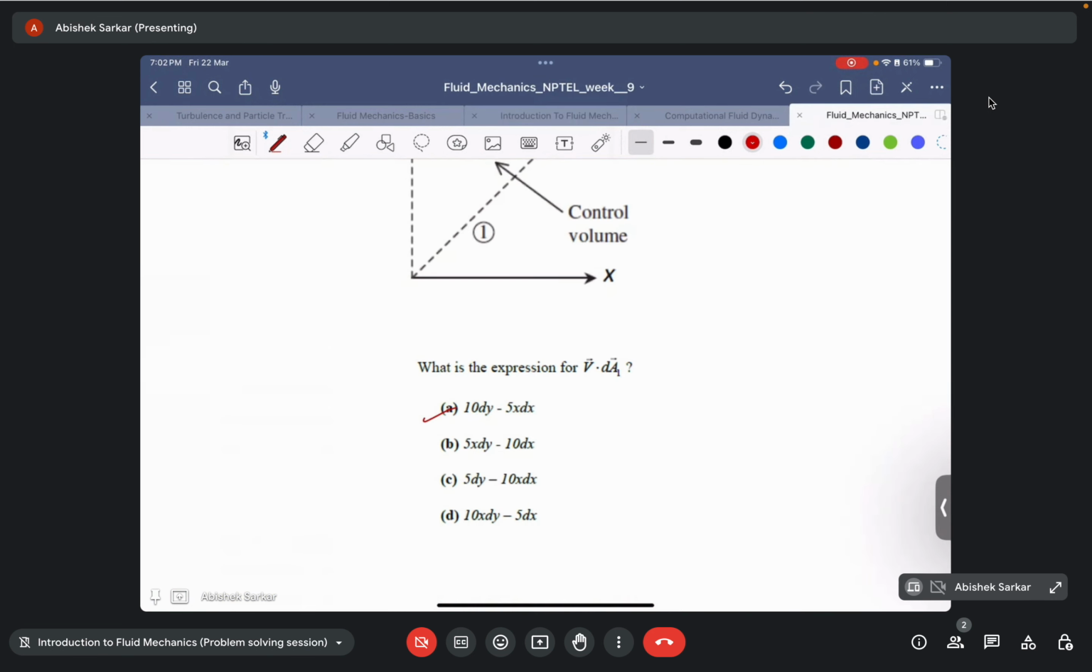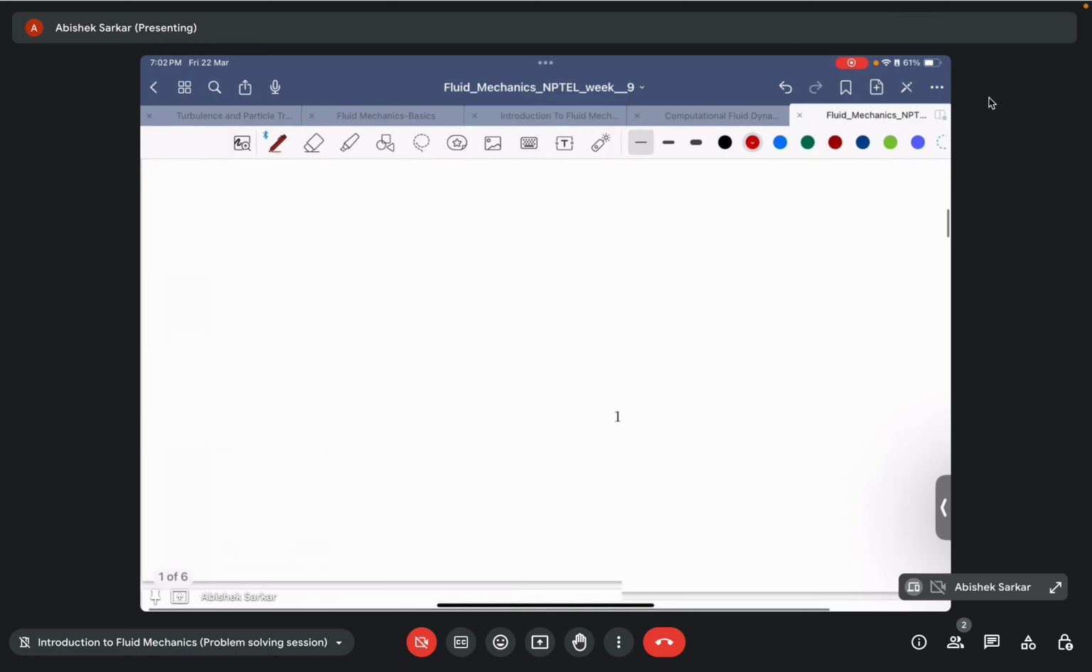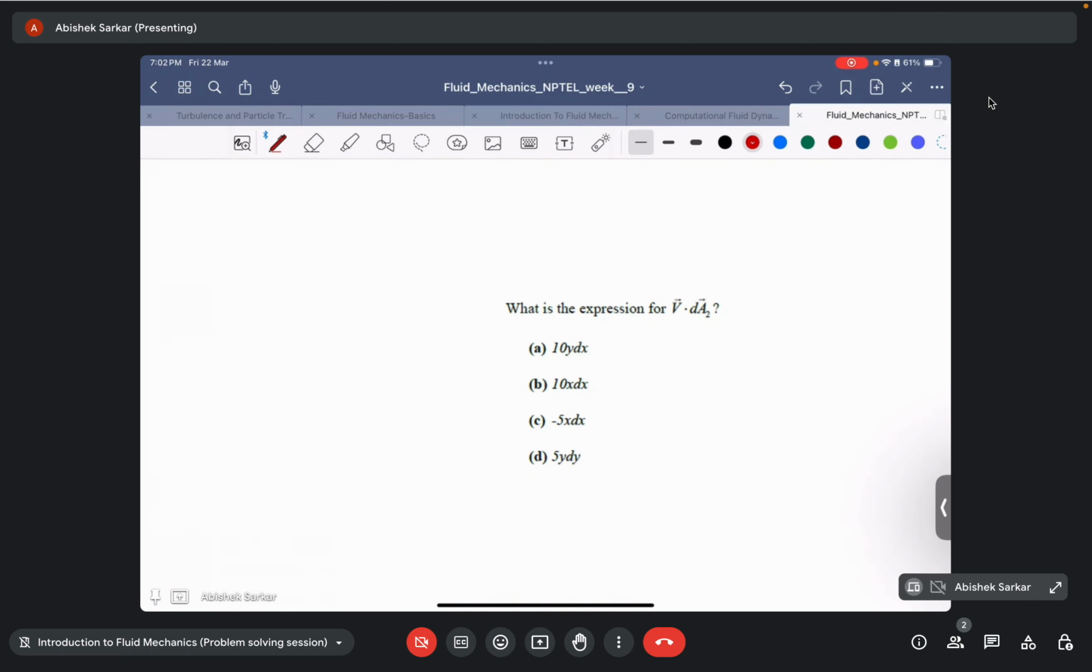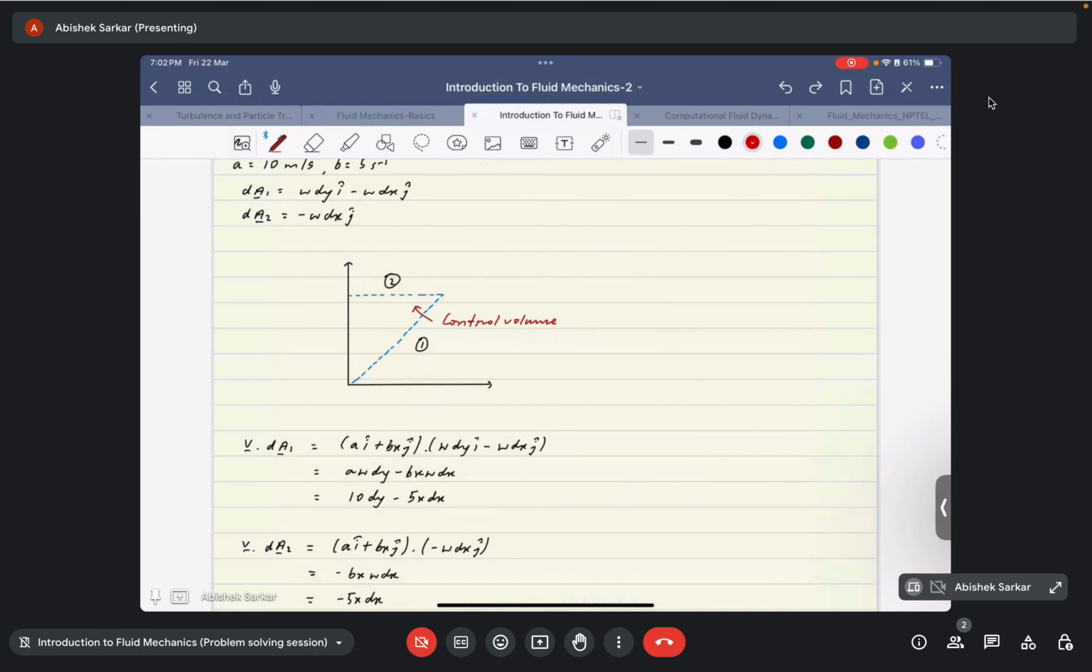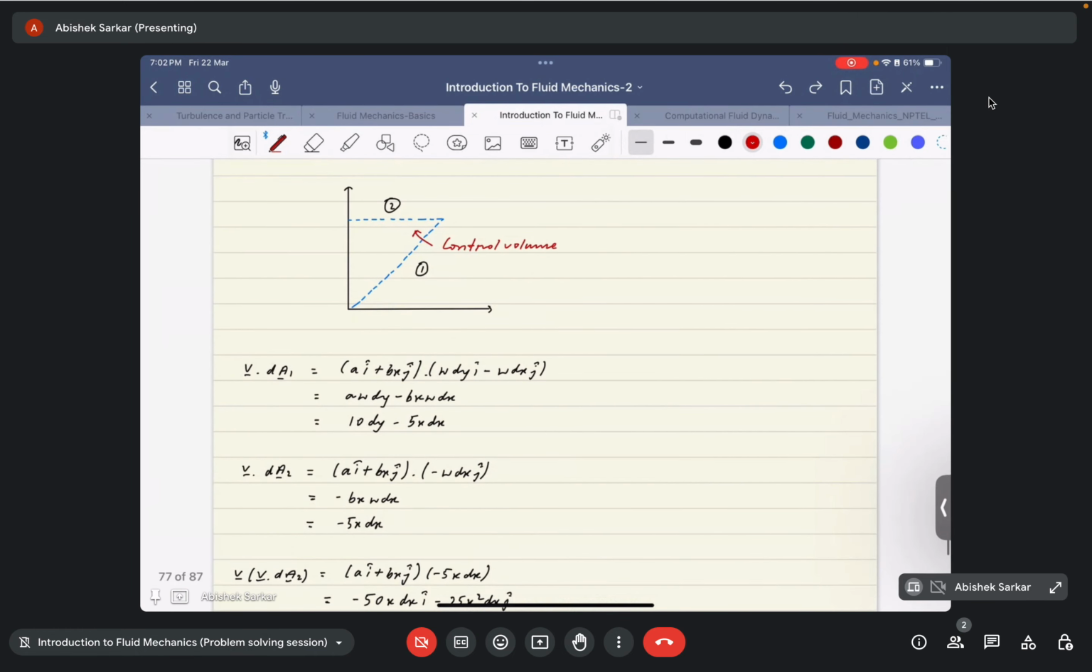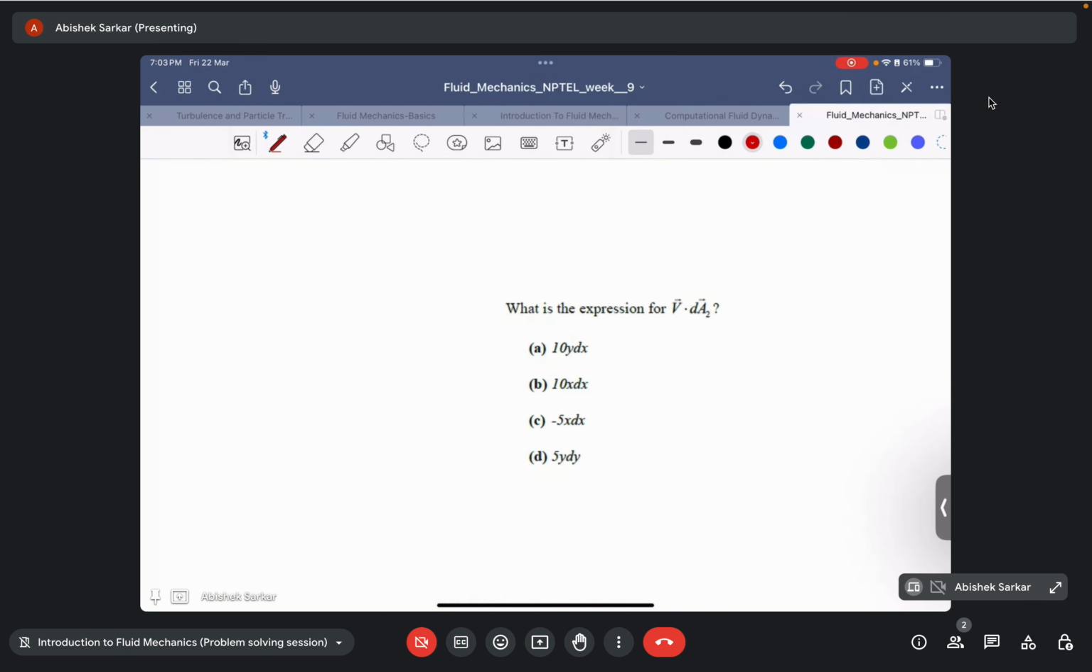Similarly, for question number 2, we are asked to find what is V dot dA2. So just take the dot product of the given velocity field and the area vector dA2. Once you do that, you will find that V dot dA2 would be equal to A i cap plus Bx j cap dot product with minus W dx j cap. You will get that V dot dA2 is equal to minus Bx W dx, that is equal to minus 5x dx. So the correct option would again be option number C.